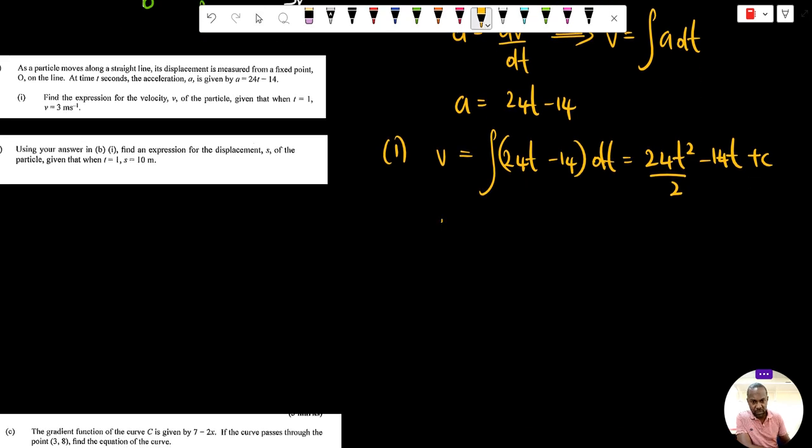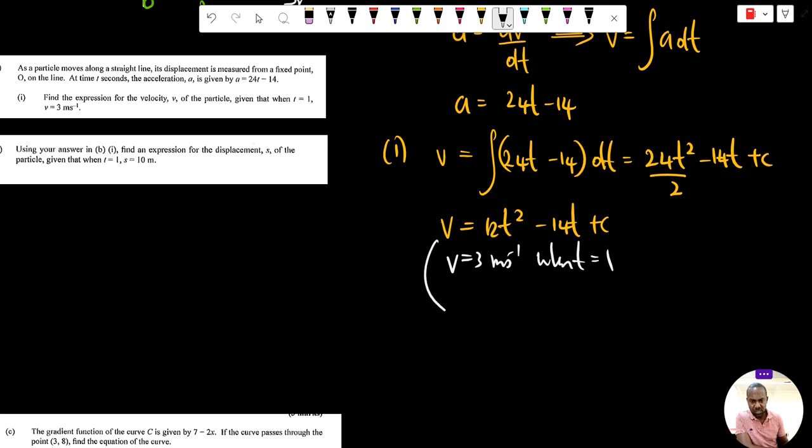So we now have v equals, 24 divided by 2, that is 12. So we have 12t squared minus 14t plus c. And what are we told? We're told that v equals 3 when t is equal to 1. So v equals 3 meters per second when t equals 1. So we will substitute these values and solve for our integration constant c.